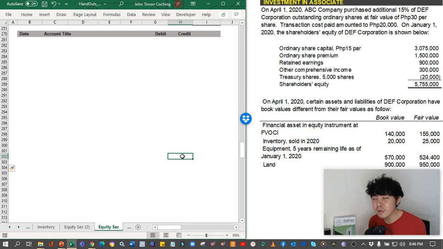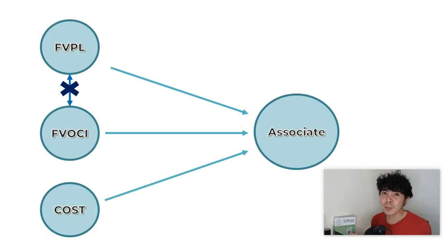At since significant influence is already present in ABC Company, so yung ating investment must now be accounted for under the equity method. So, kailangan na siyang i-revise. So, i-reclassify natin siya from fair value through other comprehensive income into investment in associate. And syempre, anong ginagawa kapag nagkakaroon ng reclassification? So, kapag ang ating financial asset is an equity instrument, allowed ba tayo na mag-reclassify? Oo, syempre, allowed naman tayo mag-reclassify. Except for reclassification from FVPL papuntang FVOCI or from FVOCI papuntang FVPL.